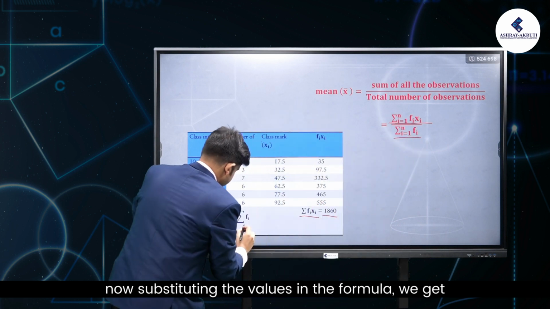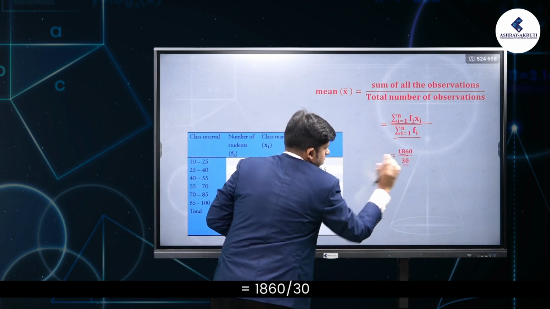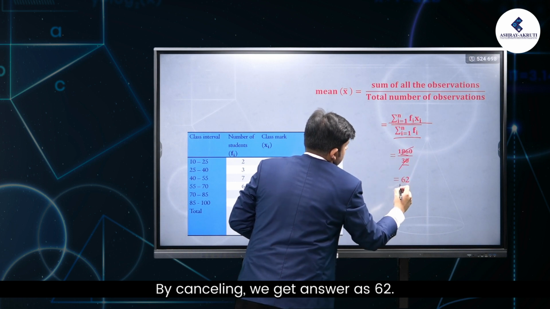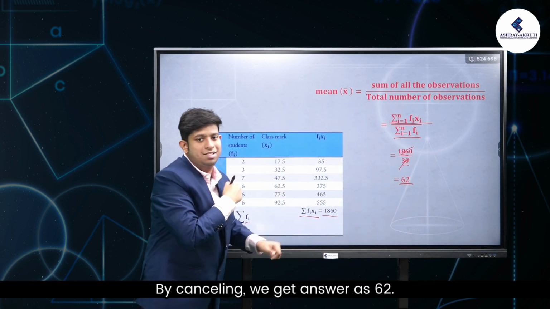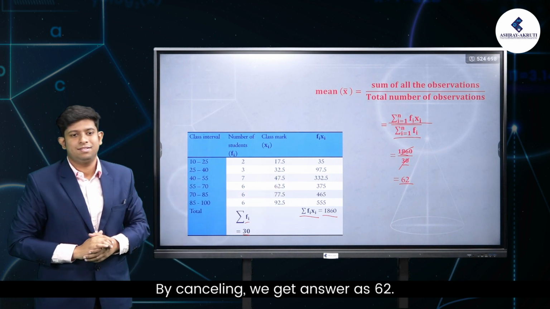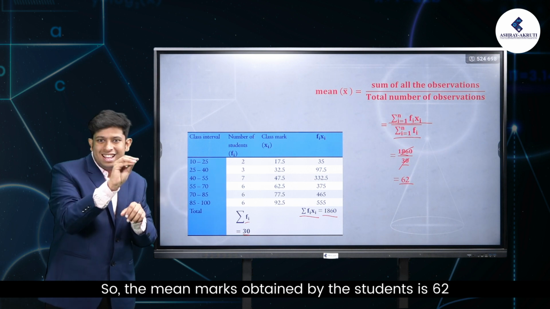We get 1860 divided by 30. By cancelling we get the answer as 62. So the mean marks obtained by the students is 62.